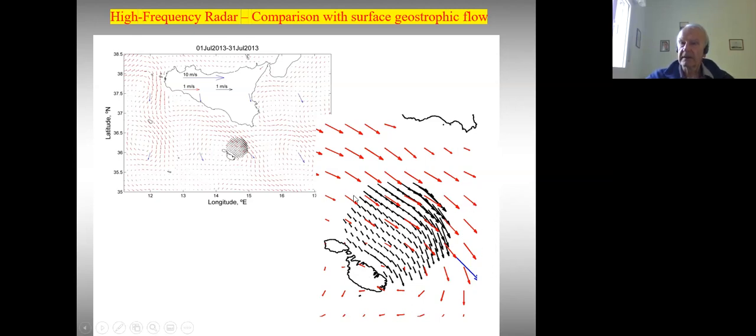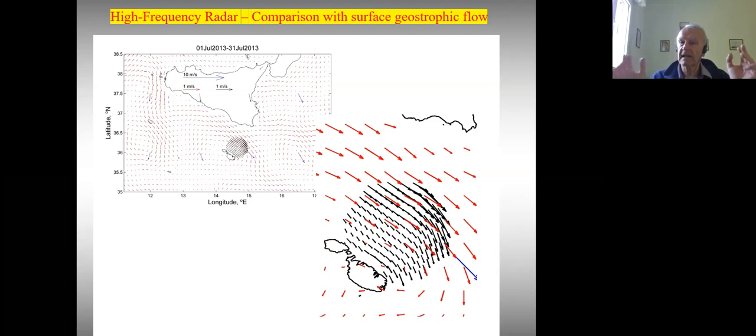And so here is, for example, the zooming of this picture. We zoom on that, and here are the geostrophic currents. The blue arrow is the wind, and these are the radar measurements. So you can see that when there is a strong wind blowing in that direction, it generates the surface current, which is reflected both in geostrophic currents and in the radar measurements.